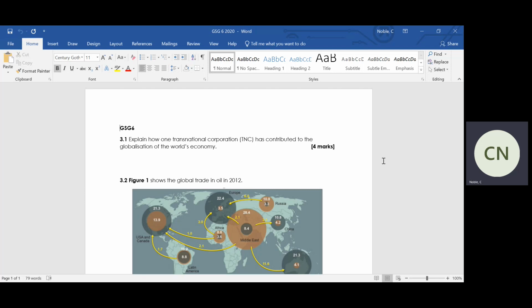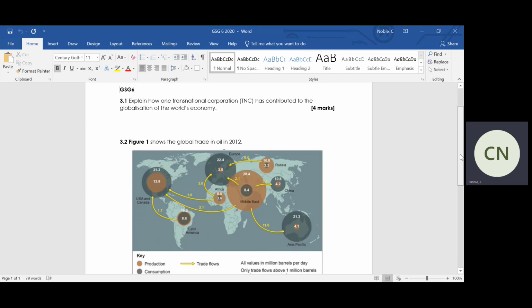So is it about being a footloose industry? Is it about being diverse in terms of where particular branches of the company are located? Is it about production and consumption and how that links parts of the world together? But be clear about linking it to one TNC that you've studied.